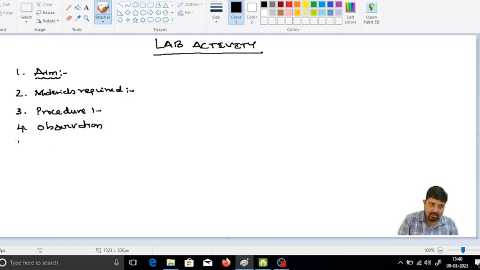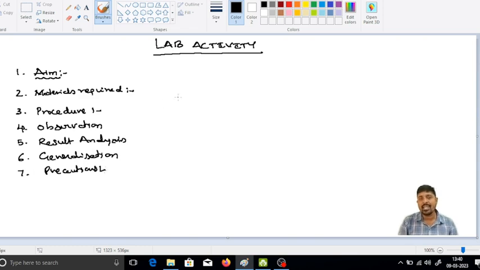observation. Fifth one is result analysis. Sixth one is generalization. And seventh one is precautions, if any, we are going to take to conduct this lab activity. Now, one by one, we are going to understand.